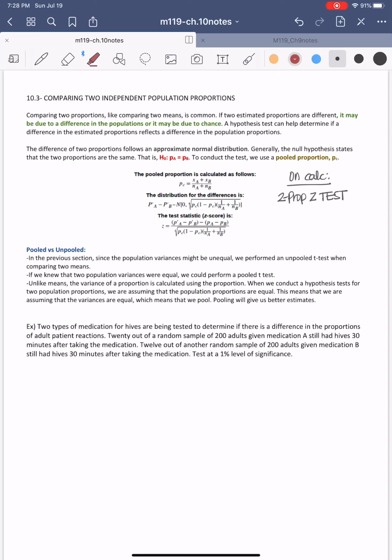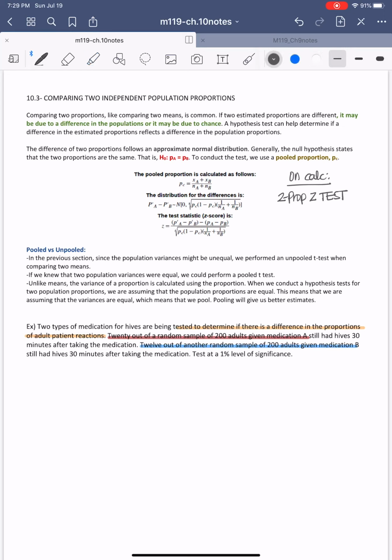Let's highlight a couple things. First one, what are we testing? We want to test the claim to determine if there is a difference in the proportion of adult patients' reaction. Okay. We have two groups, medication A. So this is my information for medication A. And then this one over here is medication B data value. 12 out of another random sample of 200 adults given medication B. And then we are going to use a 1% level of significance.